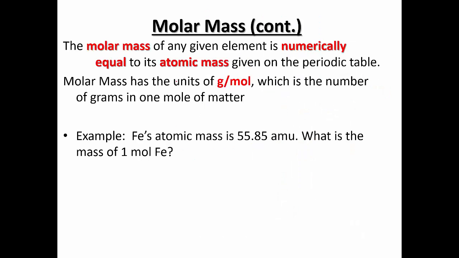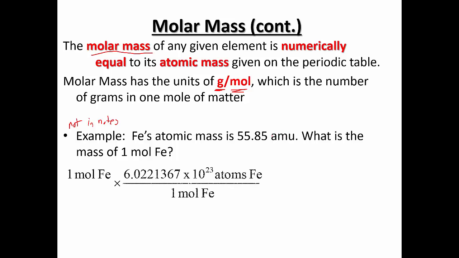Looking at that, the molar mass of any element given on the periodic table is numerically equal to the atomic mass given on the periodic table. Molar mass has a unit of grams per mole, which is the number of grams in 1 mole of a substance. So we will have two different types of units here: grams per mole, or atomic mass units. This part's not in your notes, but for example, if you had iron with a mass of 55.85 atomic mass units, what is the mass of 1 mole?